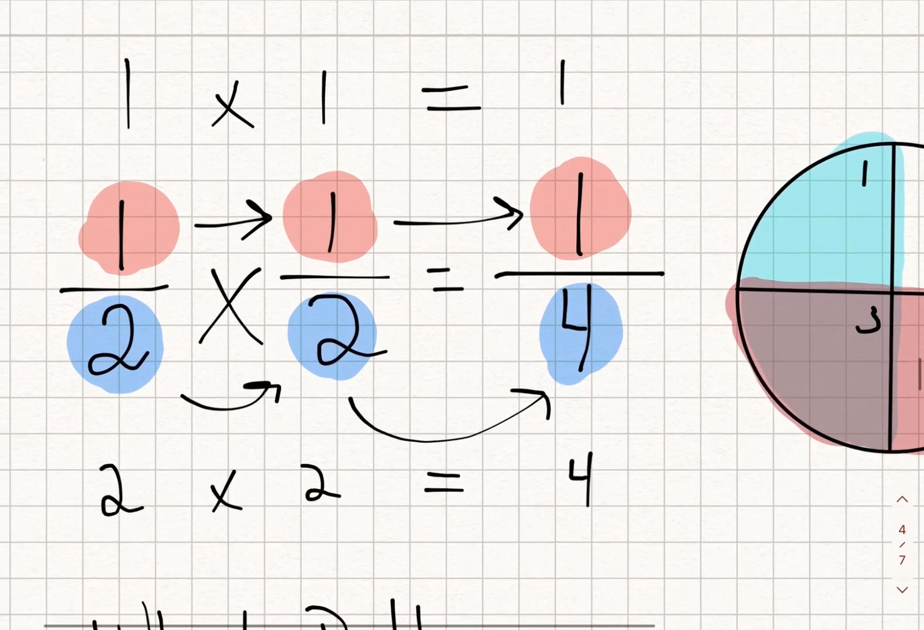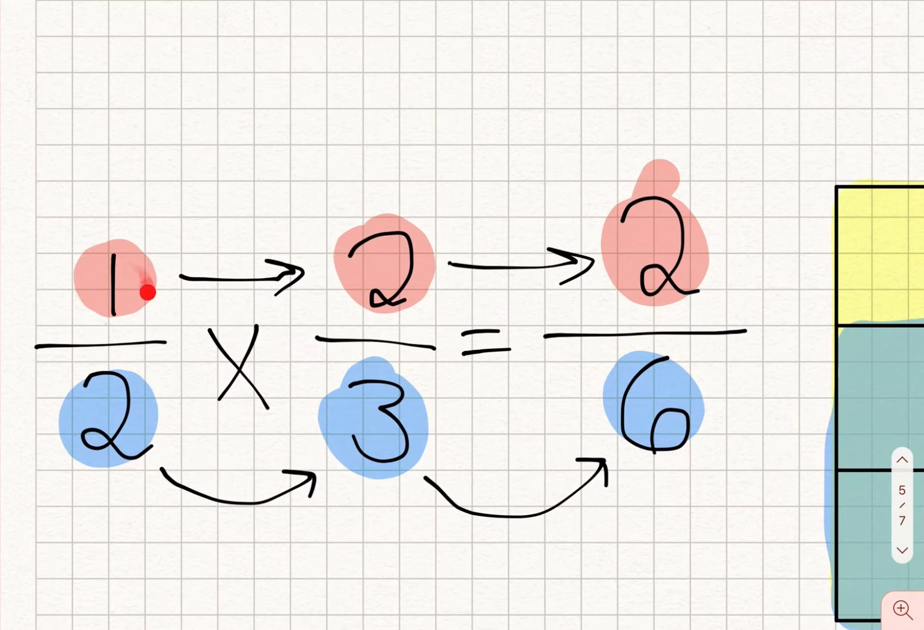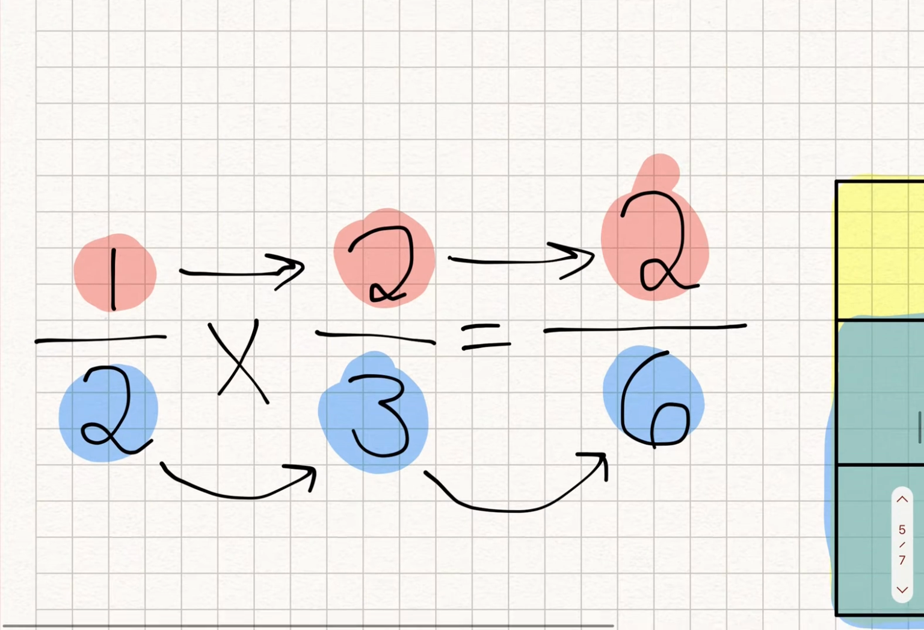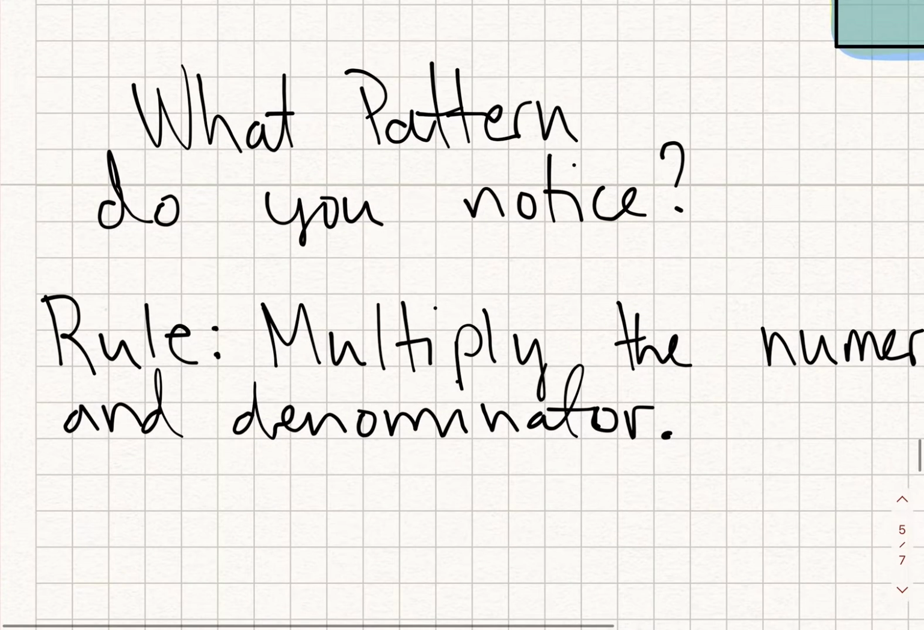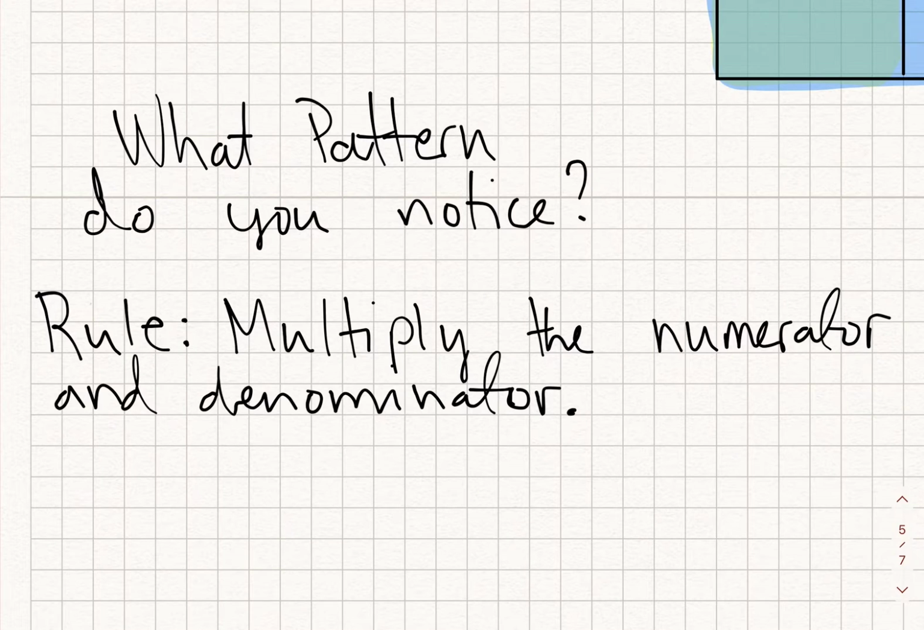Let's see if it works for our next multiplication problem here. Okay, well, does 1 times 2 equal 2? Yes. Does 2 times 3 equal 6? Yes. So our rule works for both of these multiplication problems, and our rule works for all fraction multiplication problems. Let's go ahead and write that rule down. So our rule is, for fraction multiplication, multiply the numerator and denominator. It's as simple as that.